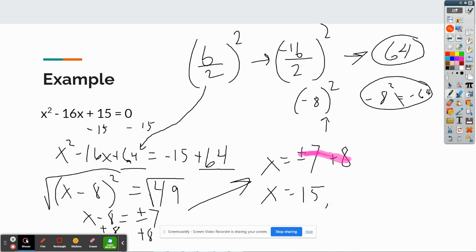And then what is negative 7 plus 8? Negative 7 plus 8 is 1. And so there's your two solutions, 15 and 1.